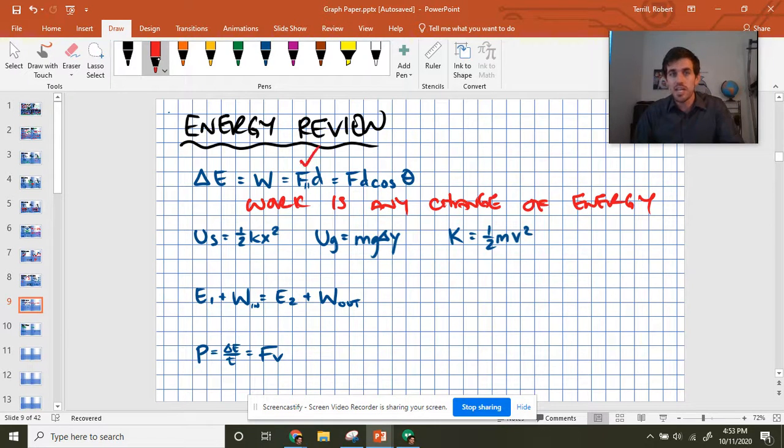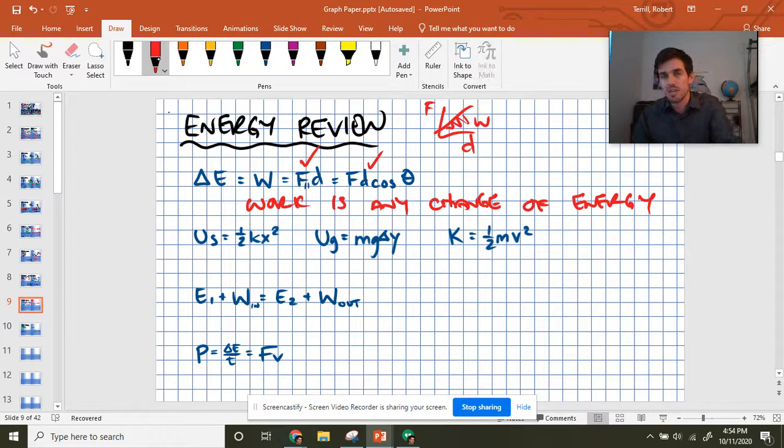This F D and this F D cosine theta will show up on some graphs where you see things like F and D, and the area under the curve is the work, but it's not super likely to be how you're finding out how much work is performed. If they're asking how much work is being done, you're probably going to want to look at the change in energy first, because that's probably what they've given you.